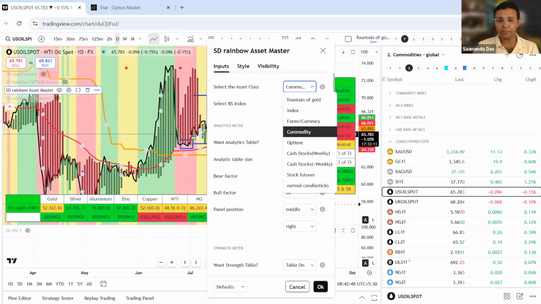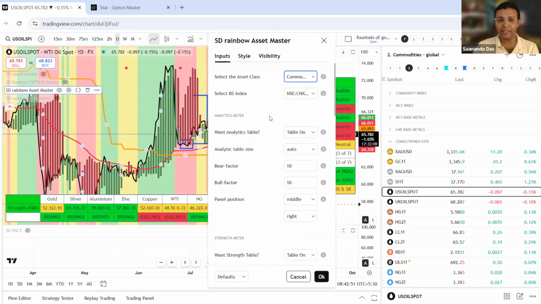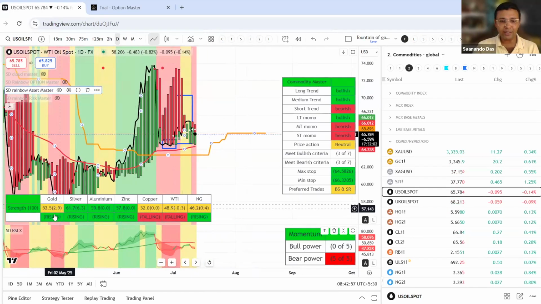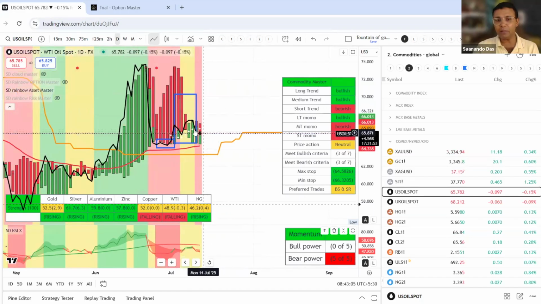There are different setups, so I am applying it in commodity. Slight changes are required. Each and every meter here is important. So in commodity, I will first look at the lower meter. In the daily chart, I can see copper and crude is falling. So crude is in the weakening mode. I had taken some bullish bets.